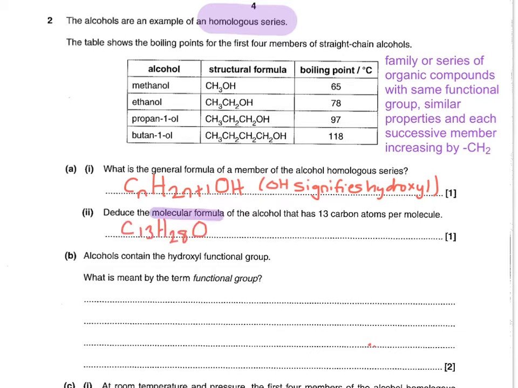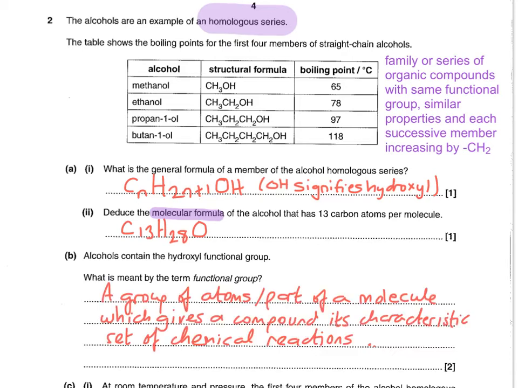So it asks next for the molecular formula of the alcohol that has 13 carbon atoms per molecule. So I've taken N, turned it into 13, and just applied that. I didn't write in OH this time because the molecular formula just lists the number of each type of atom. You don't put in the OH if they actually ask you the molecular formula.